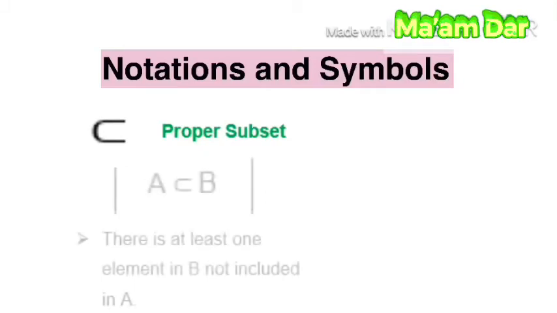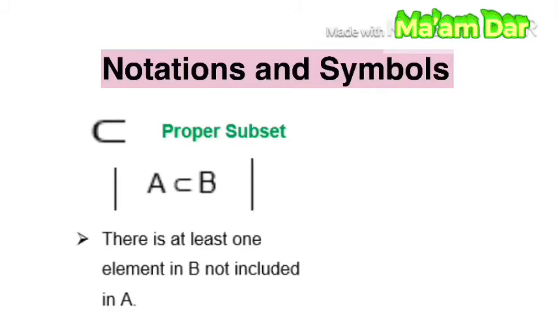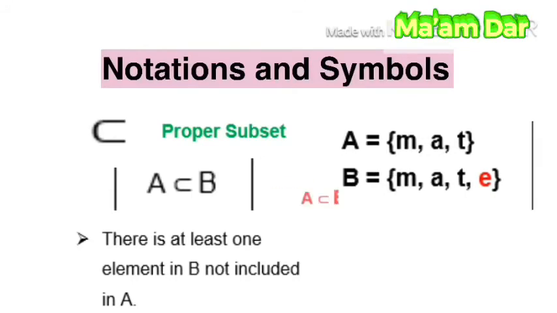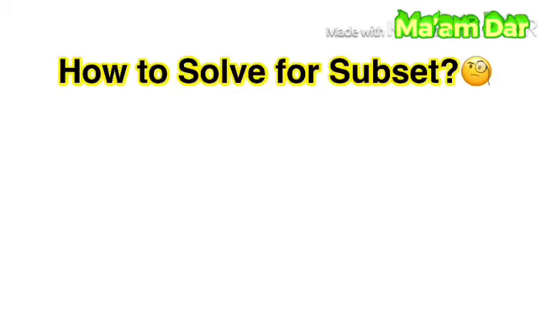And this is a symbol of a proper subset. If A and B are two sets, A is a proper subset of B if there is at least one element in B that is not an element of A. For example, in this case, A is a proper subset of B because there exists one element in B nga wala ni A.